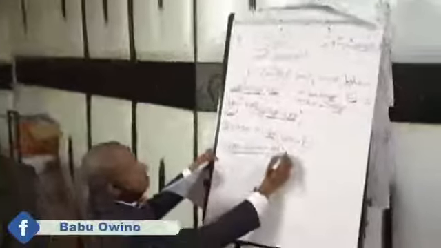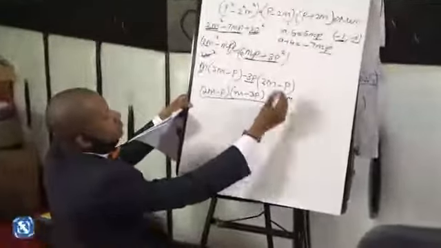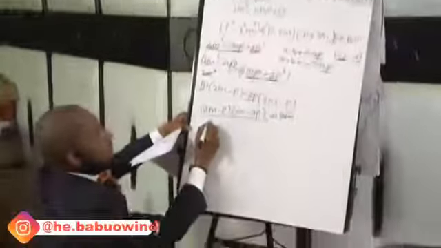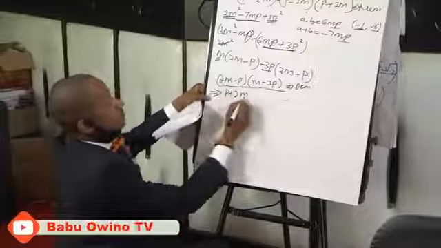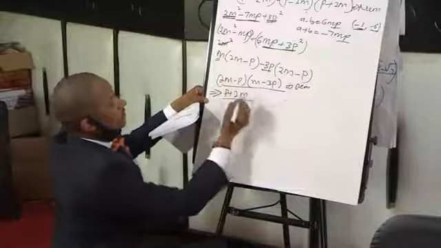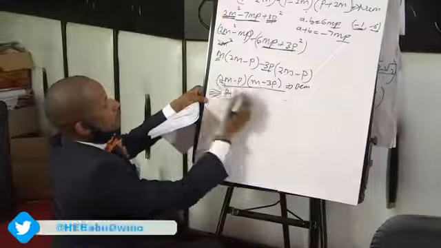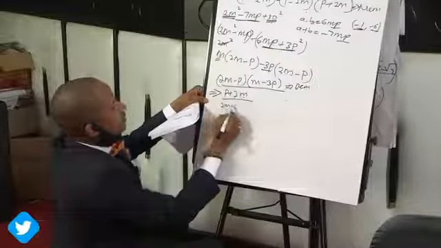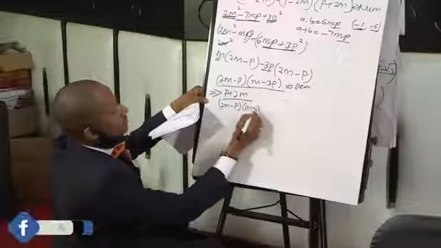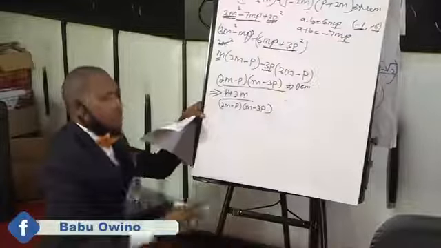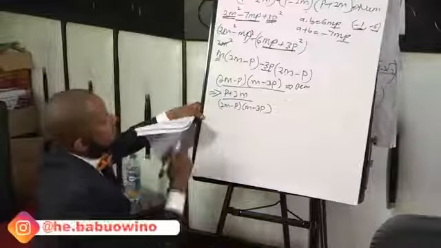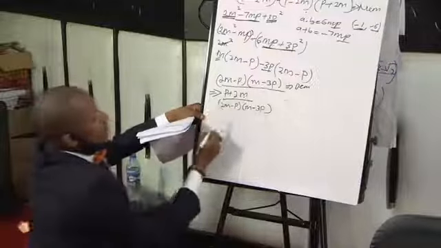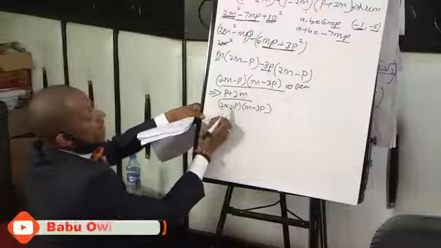This is the denominator. So remember our numerator is this, which is p plus 2m, divided by our denominator, which is 2m minus p into m minus 3p. From this, we want to simplify this further. So how do we simplify it? We have p plus 2m, but here we have 2m minus p.